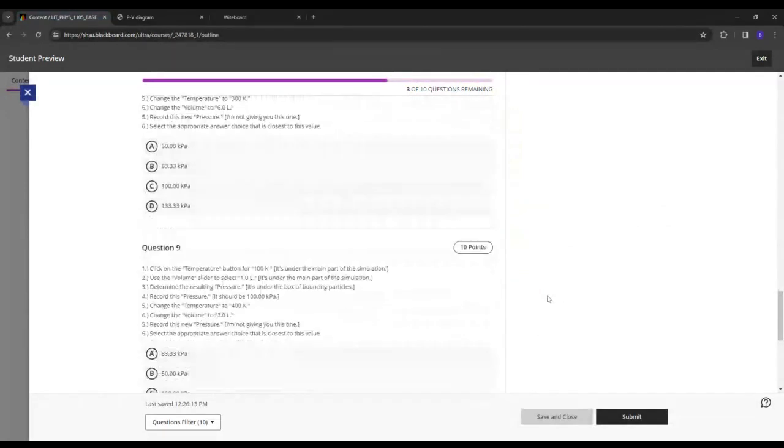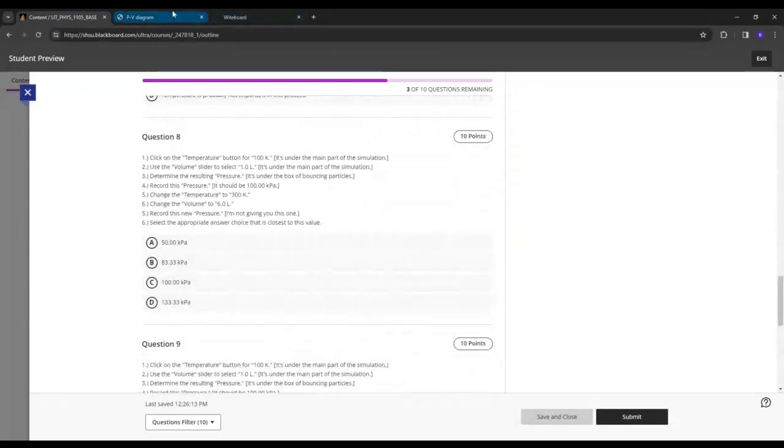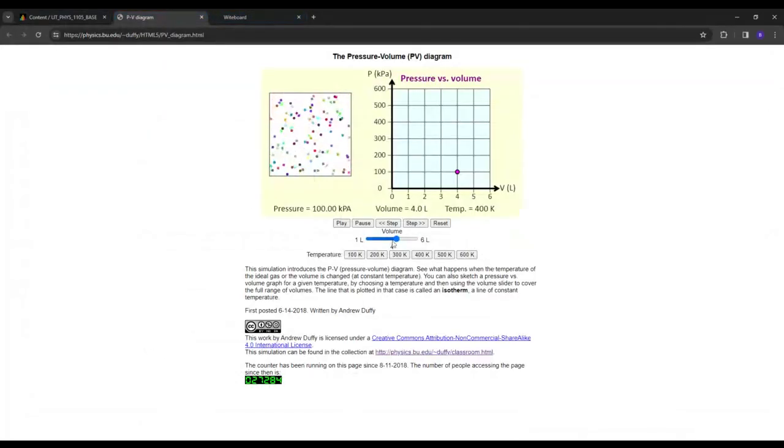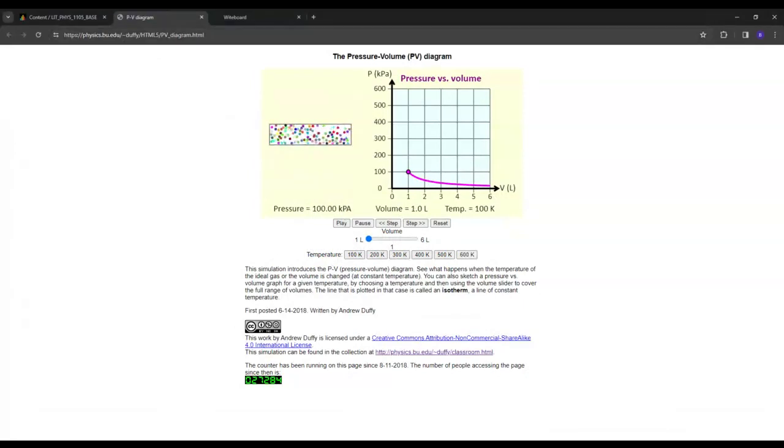Okay, then last little group. So these last few go together. Looks like we're going to minimize everything. So 100 Kelvin, let's grow the graph, have the full isotherm here. Minimum temperature, minimum volume, we get 100 kPa.